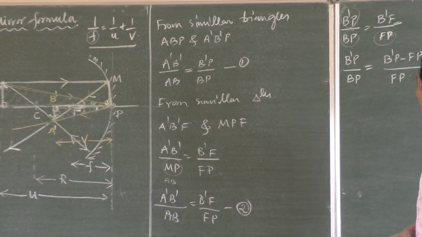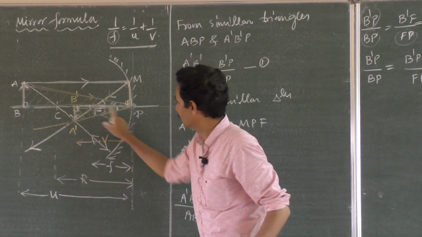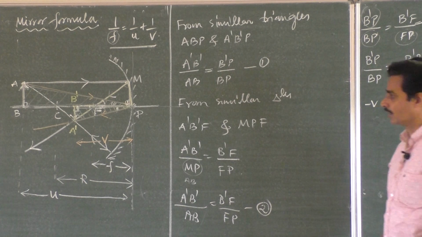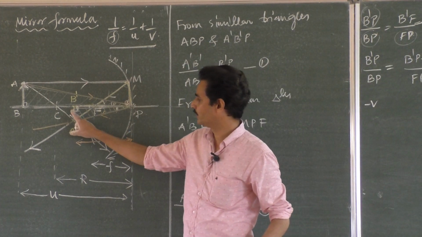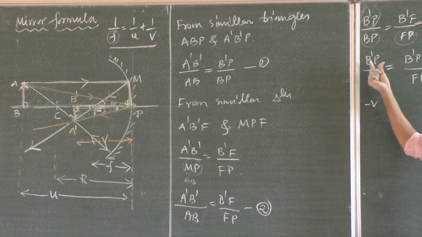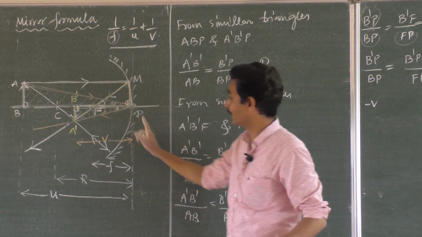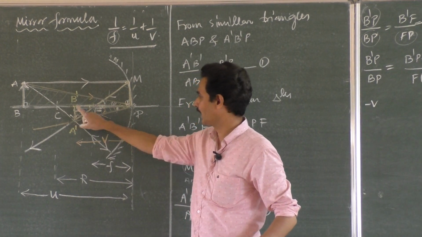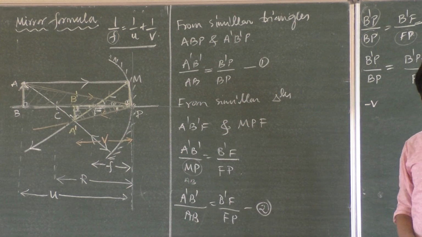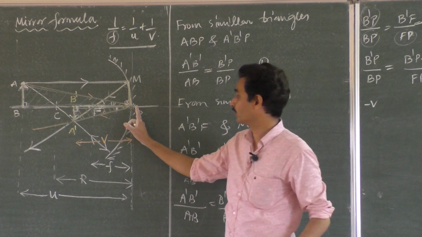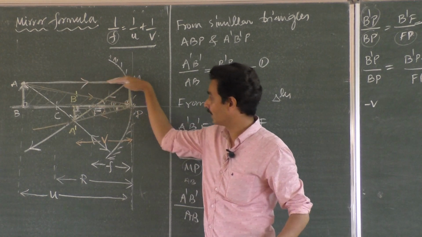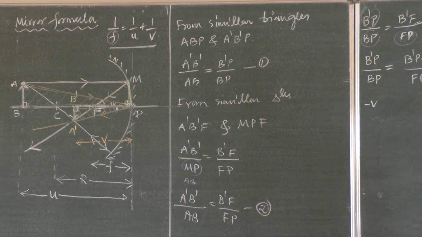B dash p is image distance, right? So when I substitute image distance, I will put minus. Even though I have written it as b dash p, it is only a distance in the diagram. But when I substitute it as image distance v, according to the sign convention, image distance is measured from the pole to the image, but you have to move in the direction opposite to the direction of incident light. You must write the sign convention.